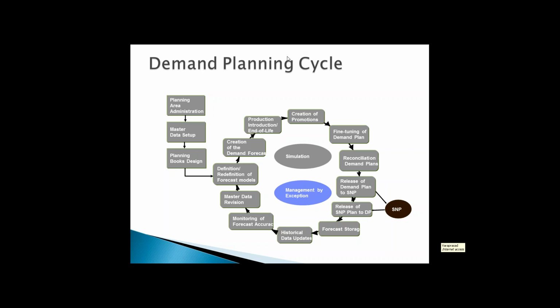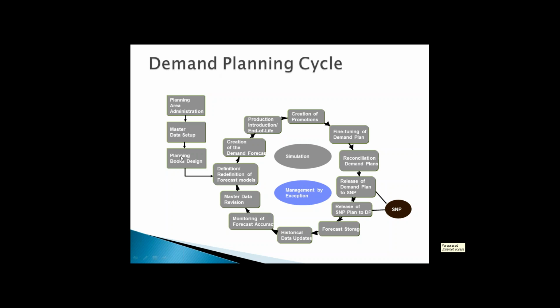Okay, planning area administration. So here what you will do, you will define the origin of that. What is my planning area? What are the key figures and what are the characteristics and everything. So finally you will go with a master data setup. After planning area administration, you will go with a master data setup. That means which product you are dealing in this DP. So what are the products you have? How many locations you are dealing? All these will be created in the master data.